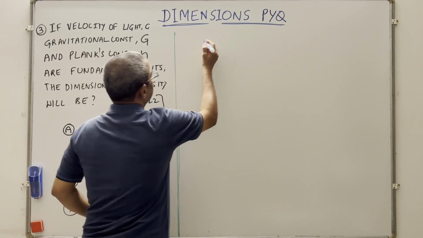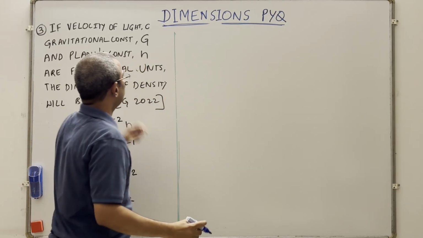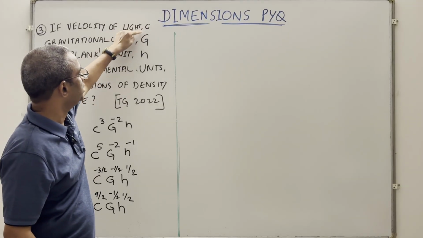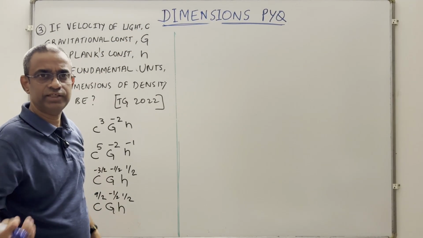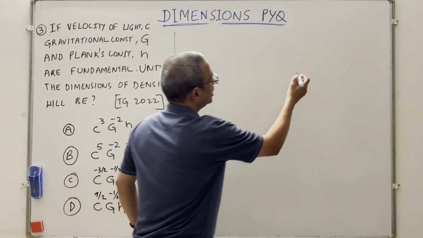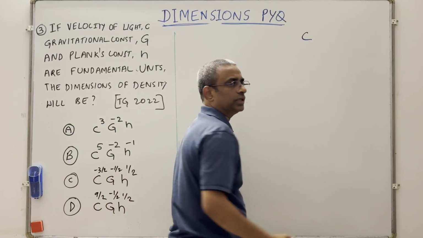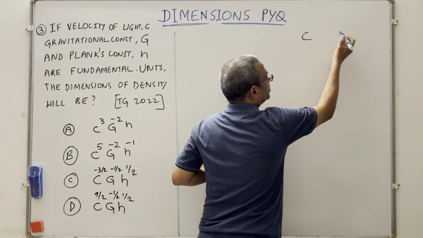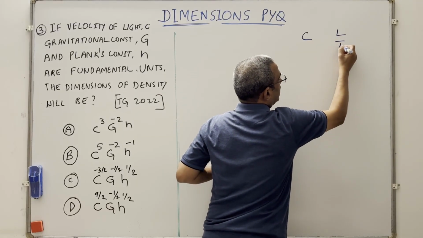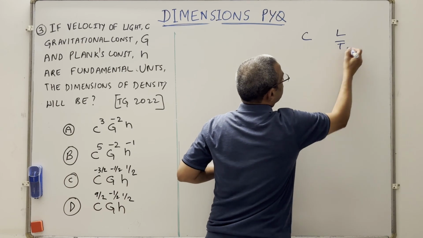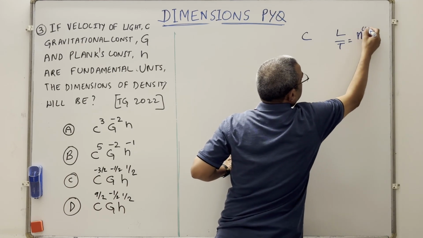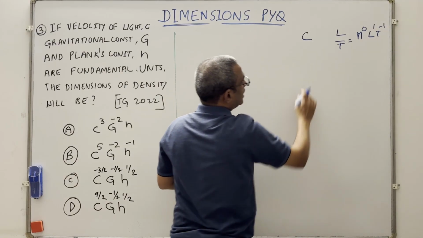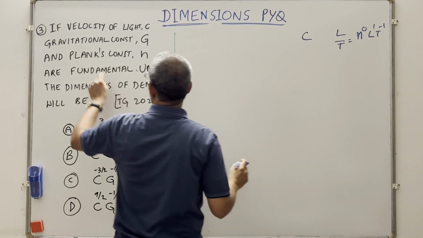So before we proceed, we need to know what are the fundamental units of c, G, h in M, L and T. So let's do that here. So c, what is c? c is velocity of light. So velocity of light is speed. Speed is length by time. So the dimensions of c are M power 0, there is no M, L power 1, T power minus 1. These are the dimensions of speed of light.